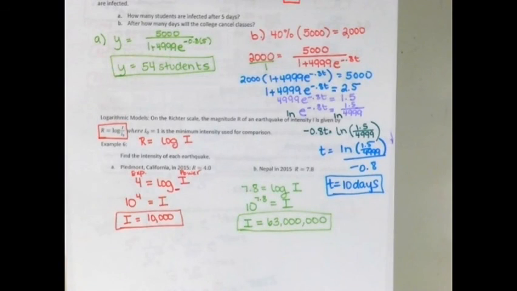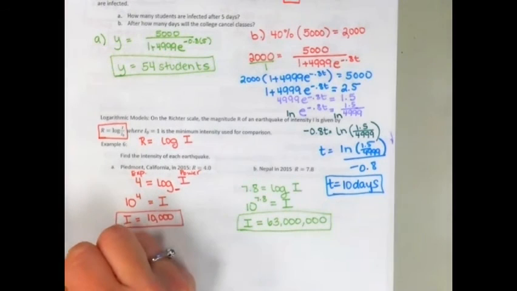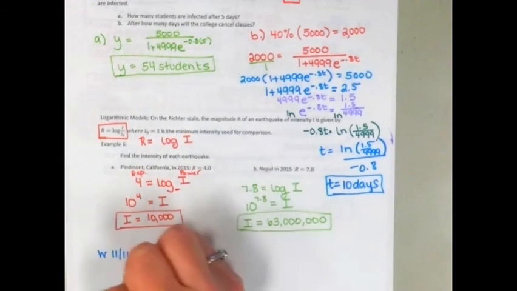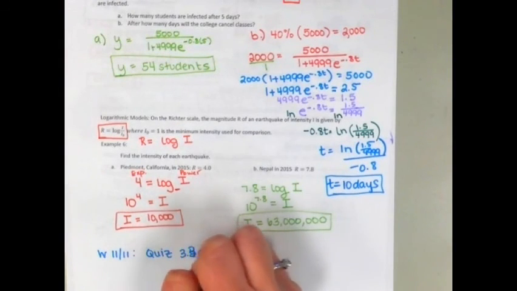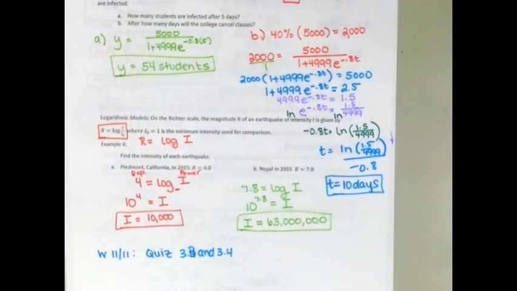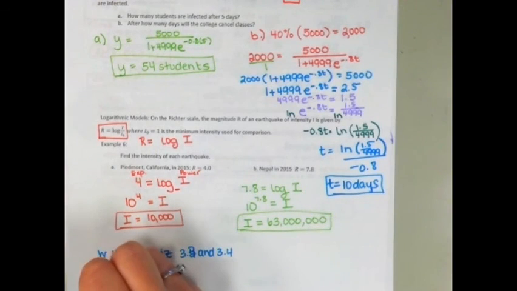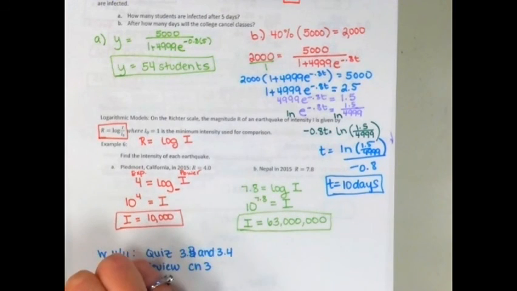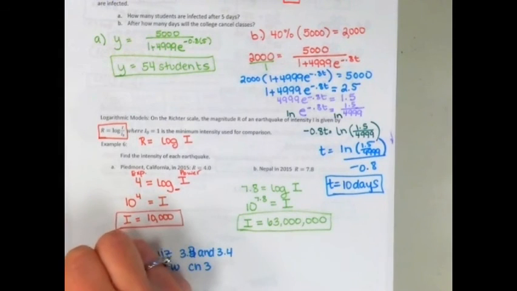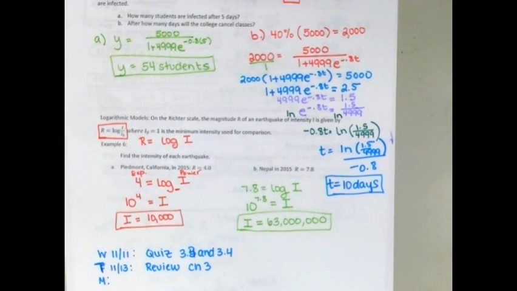All right. So a couple things. On Wednesday, so 11/11, you're going to have a quiz, and your quiz is just going to cover 3.3 and 3.4. What we learned today is not going to be on there, okay? But again, a lot of this just corresponds with all of that, right? On Friday this week, so 11/13, we're going to review for chapter 3. And then Monday next week is your chapter 3 test. Okay, your chapter 3 test.